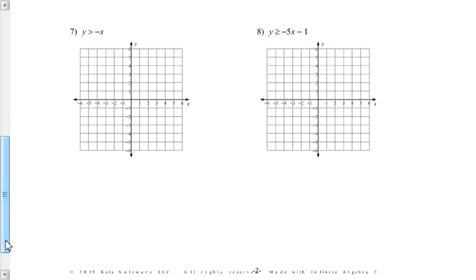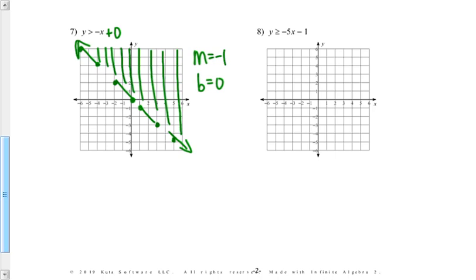All right, on number 7, our slope is -1. Our y-intercept would be 0 because this is like a +0. So go ahead and start plotting that. I'm going to skip some points here just so they're not so close. And yet again, we have a not equal to, so we have a dotted line, and it says y is greater than. So I'm going to shade above the line. If you were using a test point, make sure that you didn't use 0, 0, just because 0, 0 is on the line. Remember, you can't use any points that fall on the line.